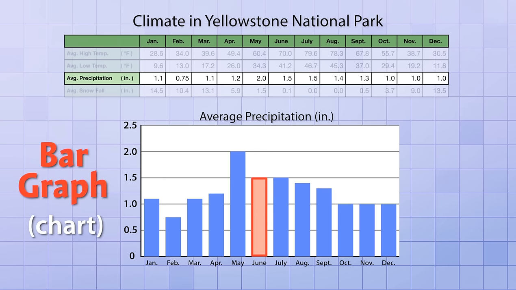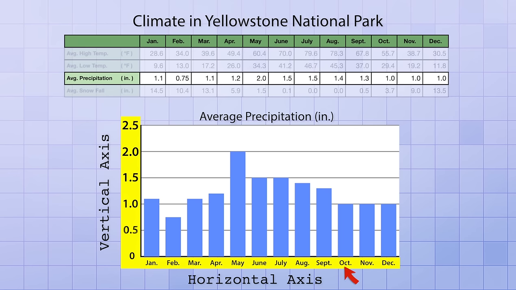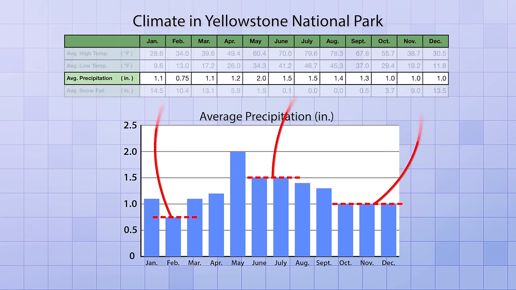Just like the data table, the graph has labels on two of its sides. These sides are called the axes of the graph. The horizontal axis on the bottom lists the months of the year, while the vertical axis on the left side has a sequence of numbers to show the precipitation in inches. As you might expect, the height of the bars in a bar graph correspond exactly with the numbers in the table. You can see that by looking at the scale on the vertical axis.